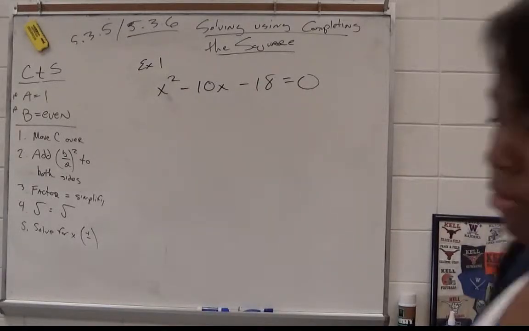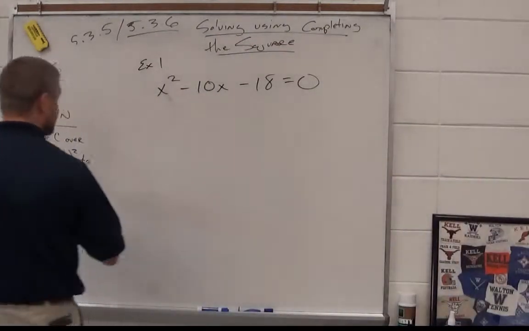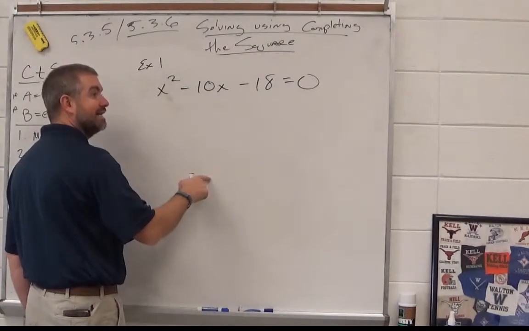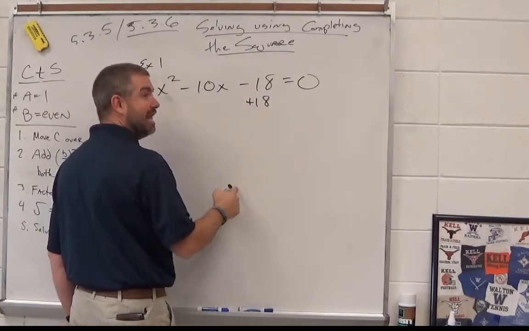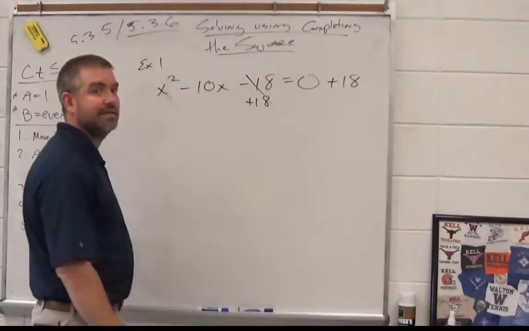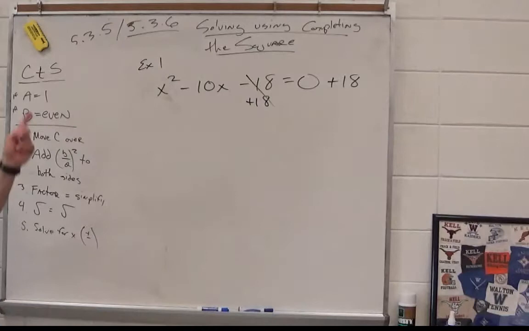Alright, so now, what's step number 1 up there? We double check that A is 1 and that B is even. What's step 1? You got it written up there. Move C over. What do you think that means? That means this 18, we just want to get it to the other side. So I add 18 to the left and I add 18 to the right. I move it over to the other side. Why? Because I got to make room to complete the square.